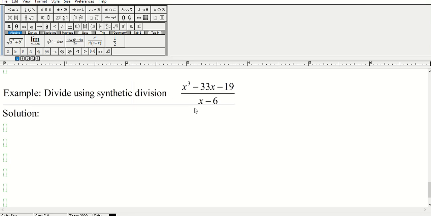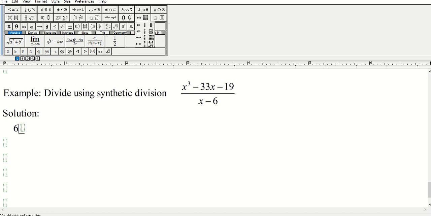Divide using synthetic division. Okay, you ready for me? You excited? I'm excited. Okay, what makes 0 on the outside is 6, and I'm going to make my division sign this way. I have an x cubed. I don't have an x squared, but I need it. I have an x and I have a number. So I count 4 things.